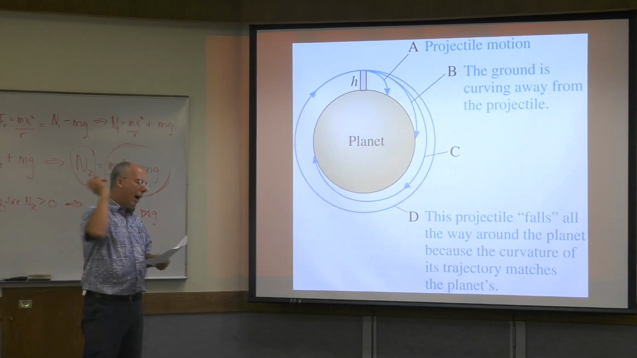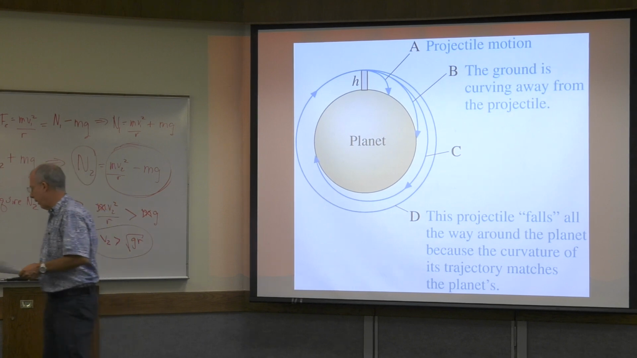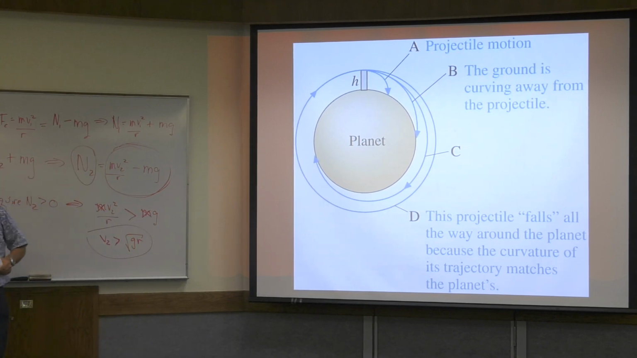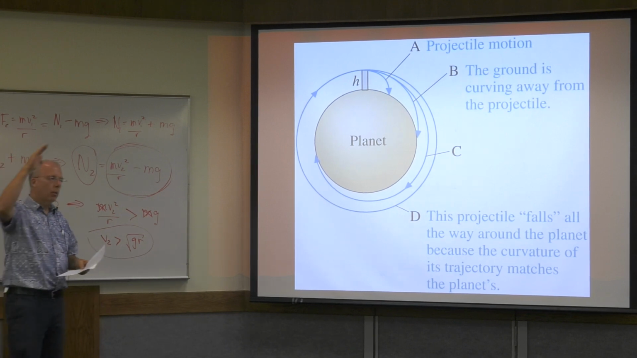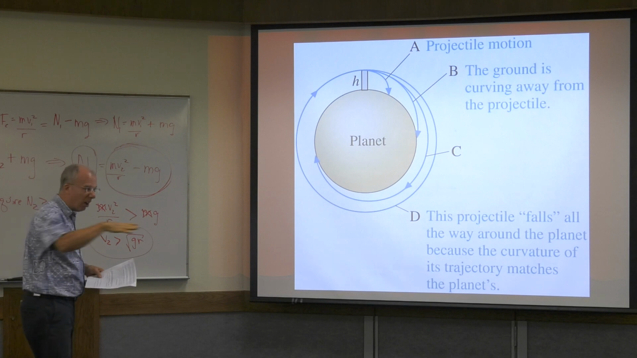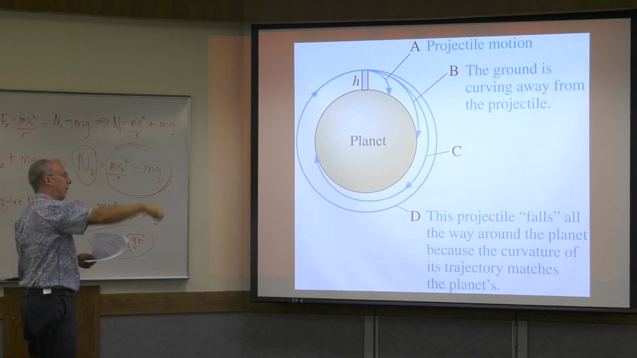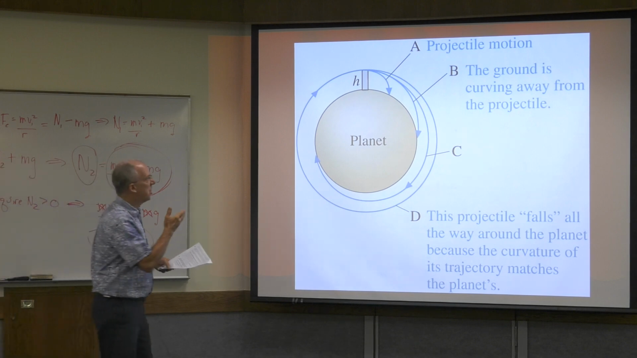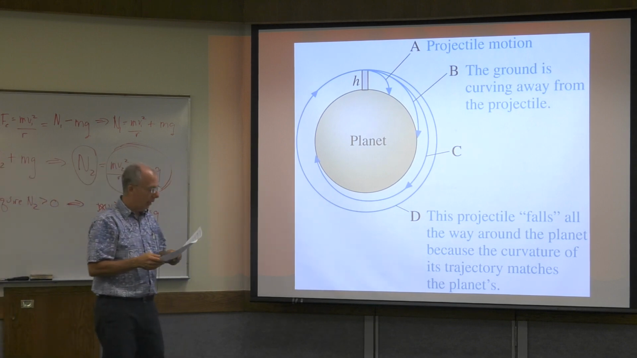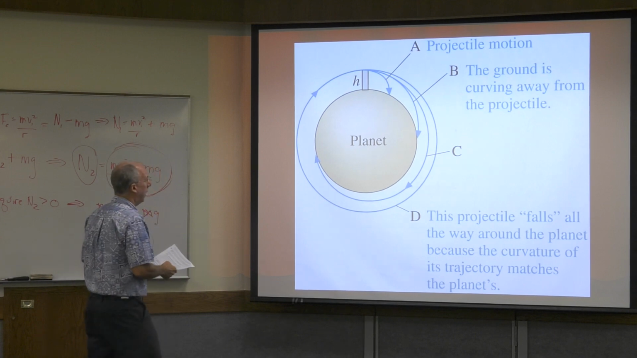A while ago we did projectile motion. Projectile motion was when you just throw something. When we studied projectile motion, we assumed a flat Earth, because we weren't throwing things very far. Now we're not going to include that assumption anymore. So we're going to have a spherical Earth.